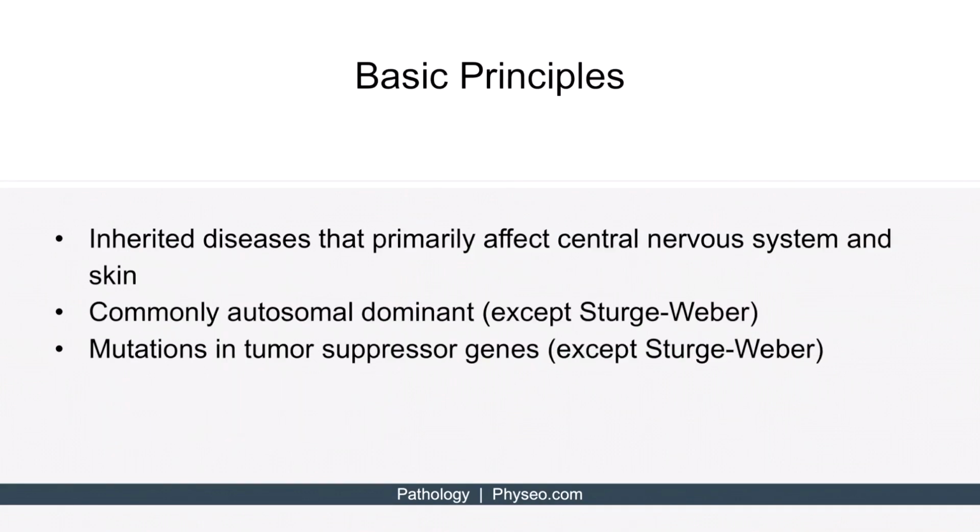Neurocutaneous disorders are inherited diseases that affect various organs, primarily the central nervous system and skin. These disorders most commonly follow an autosomal dominant inheritance pattern, with Sturge-Weber syndrome being the only exception. Another common theme is that they all involve mutations in tumor suppressor genes, but again, Sturge-Weber syndrome is an exception.